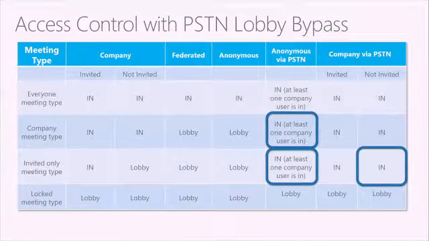So I can create what we call PSTN lobby bypass, which means that for the anonymous folks over PSTN, for invited only meetings, I can make it such that even when you come in via the PSTN, you can bypass the lobby. That means that, of course, we still need to have an authenticated user in there. But now anybody that dials in doesn't get stuck in the lobby, and I don't have to worry about admitting them from that point.